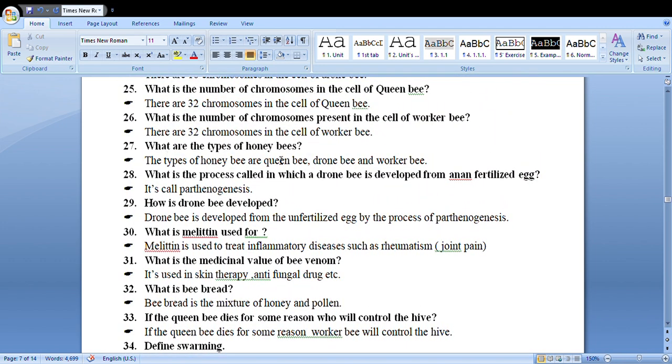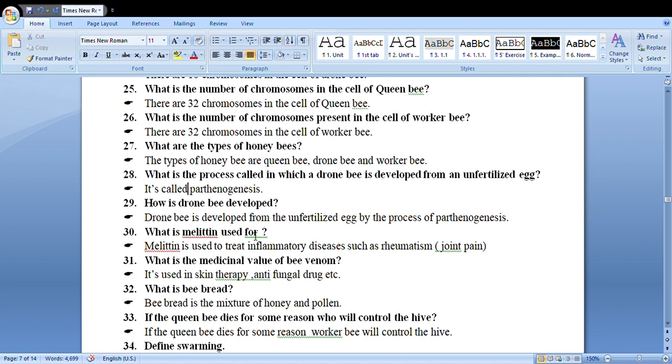What are the types of honeybees? The types of honeybee are queen bee, drone bee, and worker bee. What is the process called in which drone bee is developed from an unfertilized egg? The process is called parthenogenesis. How is drone bee developed? Drone bee is developed from unfertilized egg by the process of parthenogenesis.